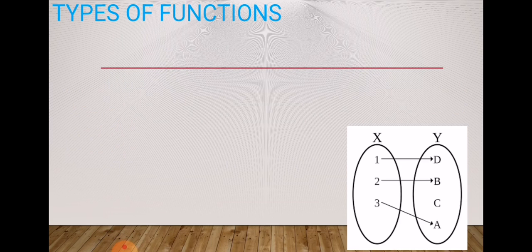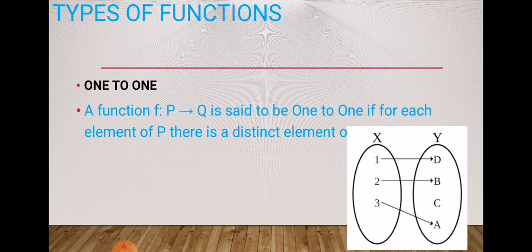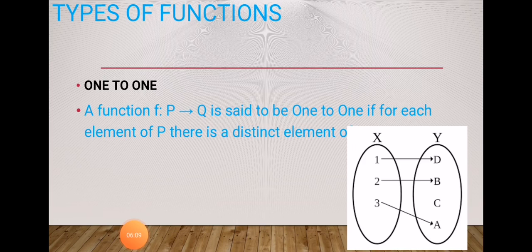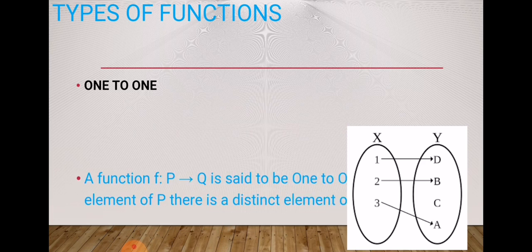So, types of functions: one-to-one function. What is a one-to-one function? A function f, that is the symbol of a function, from P to Q is said to be one-to-one if for each element of P there is a distinct element of Q.